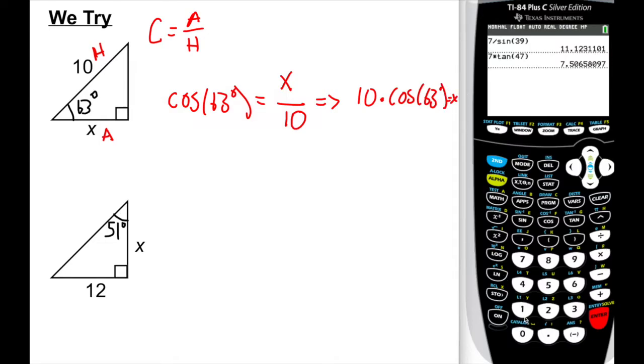So how do I get that? 10 times the cosine of 63. By the way, you don't have to put the multiplication sign between. If you don't, it will know how to multiply on a TI graphing calculator. So what I get here is 4.540, because I've got to round this up to a 0, and that will spill over. So that's what I get there.